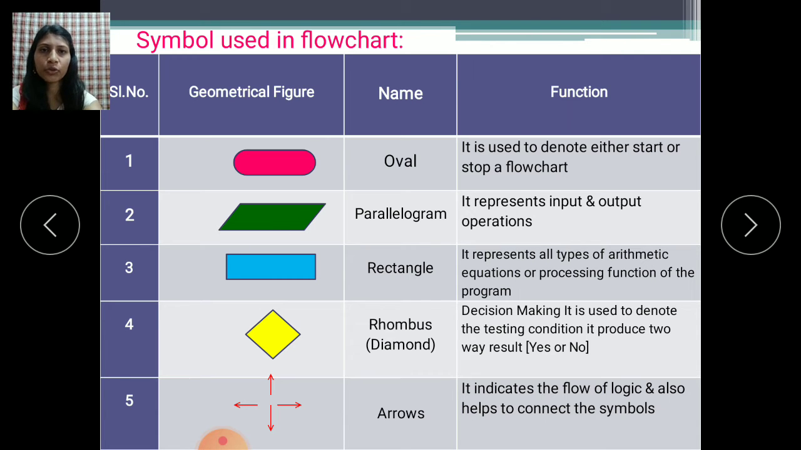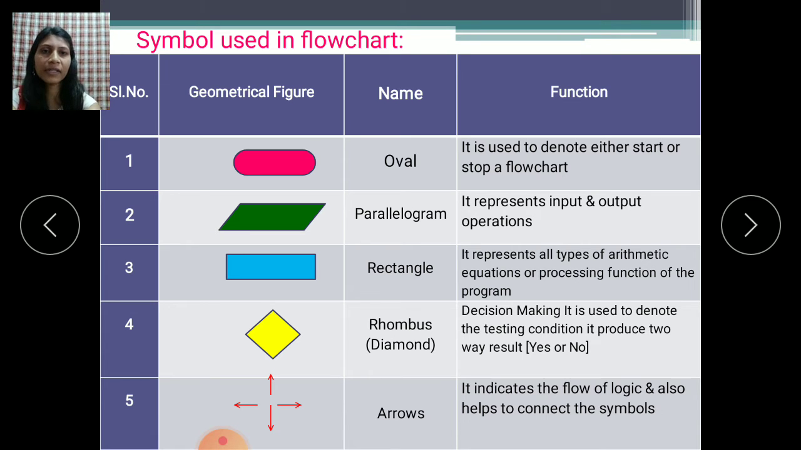Whatever input you are giving to the computer for processing, you can declare in a parallelogram. In an algorithm, the first step is start, then read the inputs. So declare those inputs in the second step. That input you can draw in this parallelogram. It represents input or output, meaning whatever input or output you get using that algorithm, you can draw using the parallelogram.